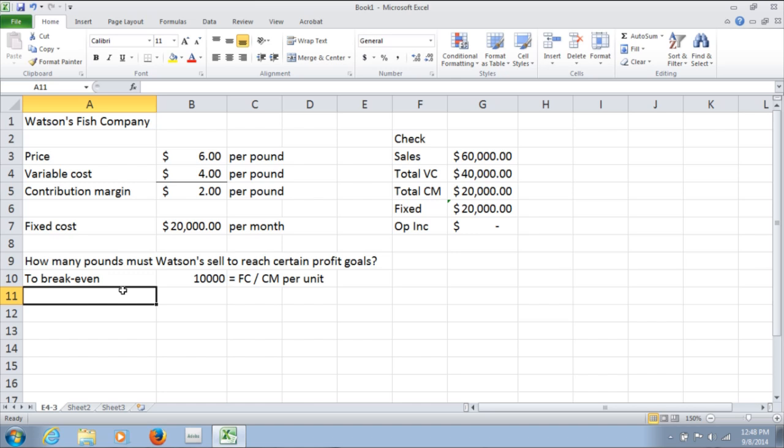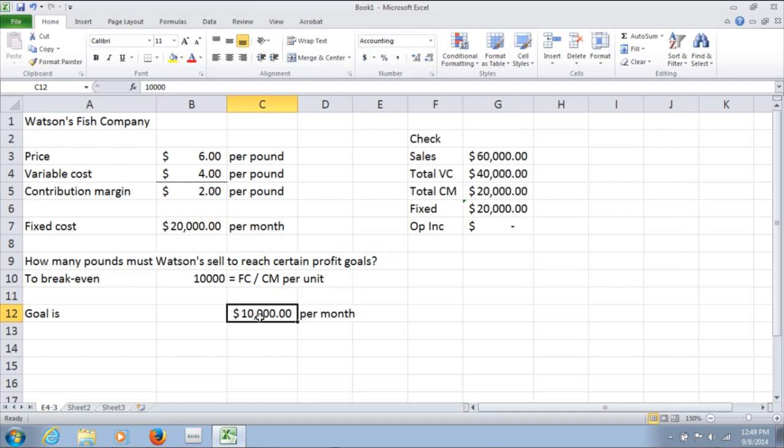Now, the second part of this is asking about a certain profit goal. And so, before we get too far ahead, we want to be careful about this. So if we say the goal is $10,000 per month, what I want you to think about is, well, is this number before or after income tax?